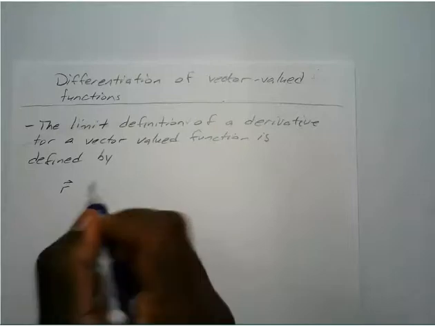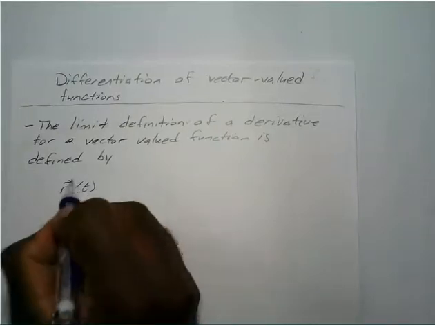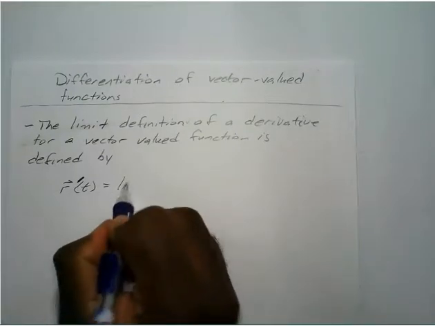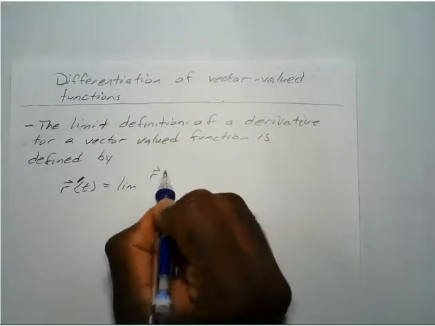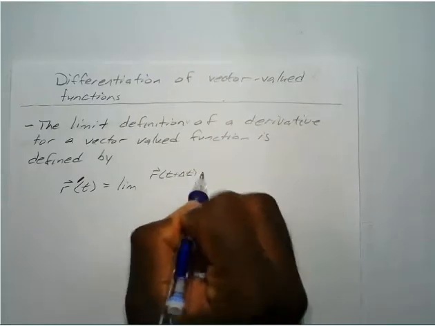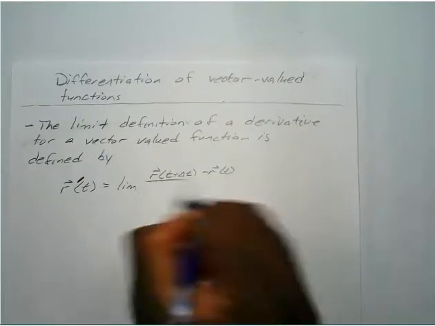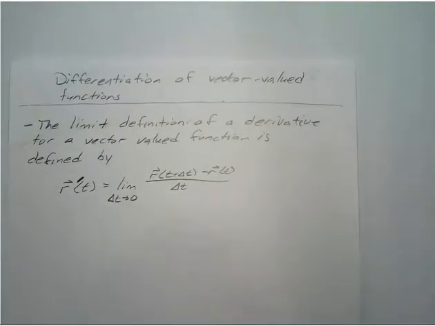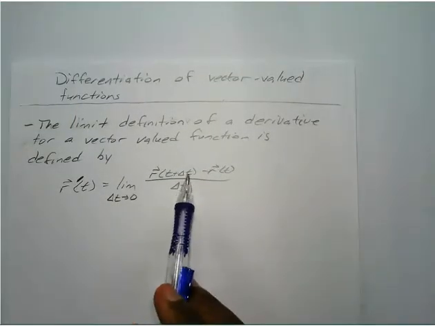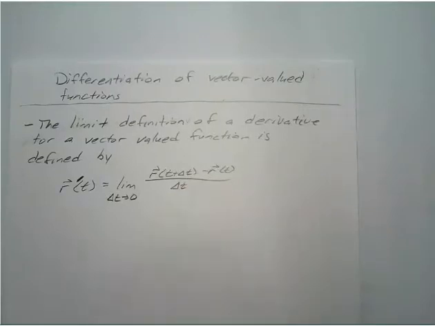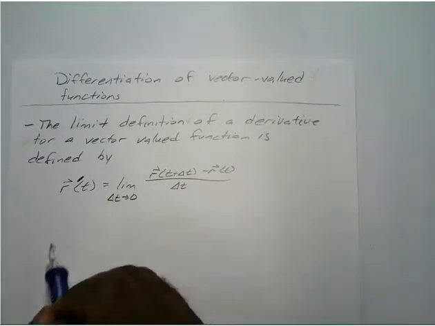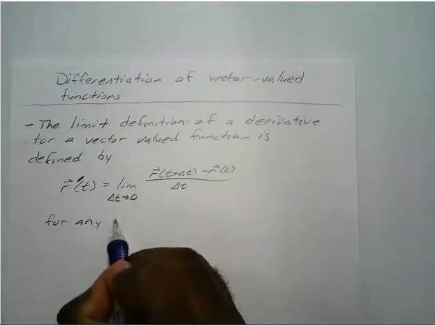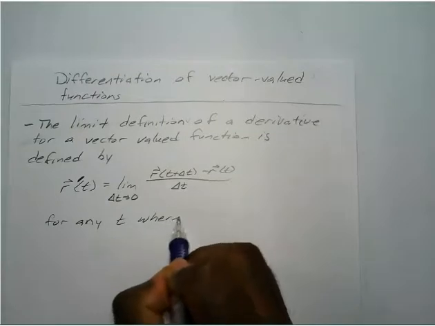okay, so you have your r vector of t, and r prime of t, just like before, is equal to the limit of r vector of t plus delta t minus r vector of t, all over delta t, as delta t approaches 0. Or it could be h approaches 0 or some other variable there. We're just using delta t. And that's for any t where the limit exists.